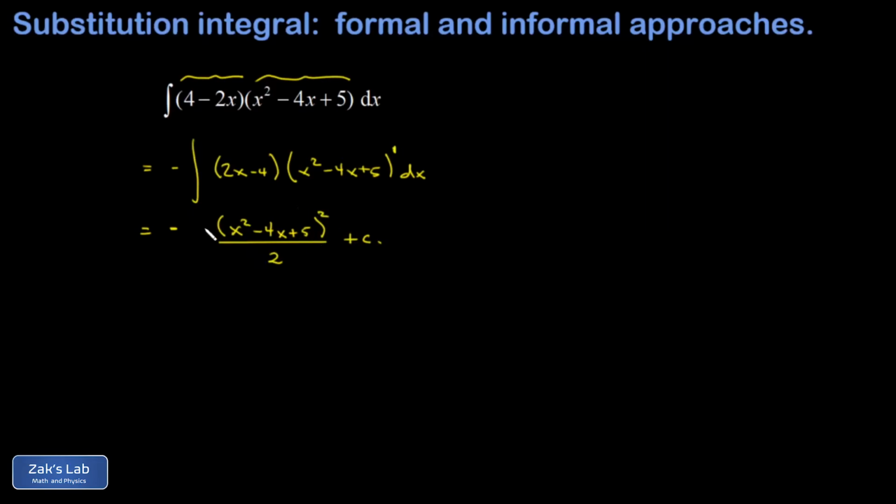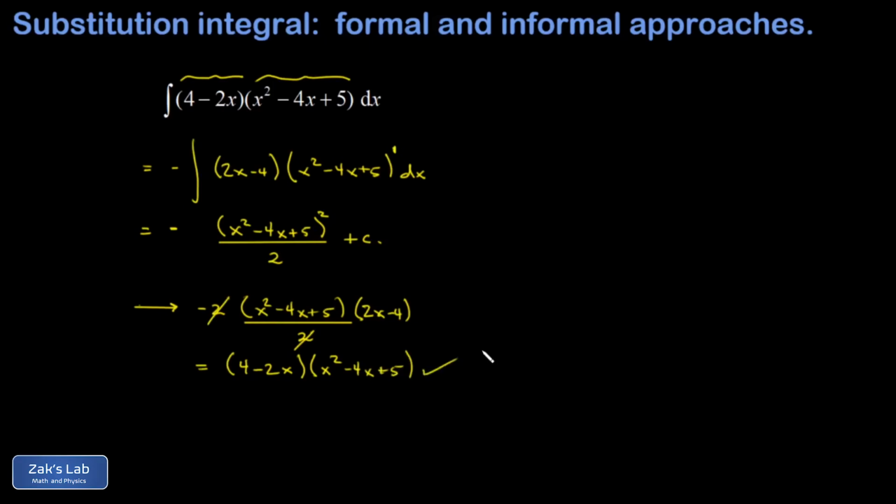I would bring down the exponent of 2 out in front, which would cancel that 1/2. And then the chain rule requires that I multiply by the derivative of that interior function, which would give me a 2x minus 4. And then when I distribute the minus sign to a 2x minus 4, it becomes a 4 minus 2x. And so this checks out. The expression that we wrote down was indeed the antiderivative of the original integrand.